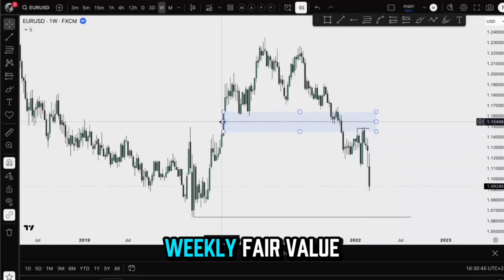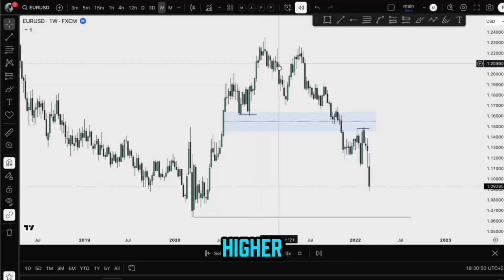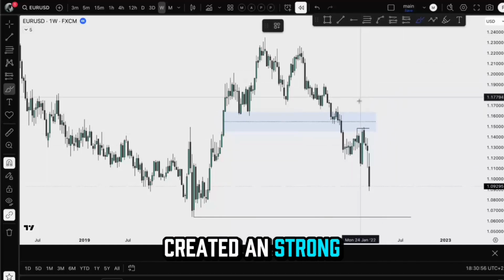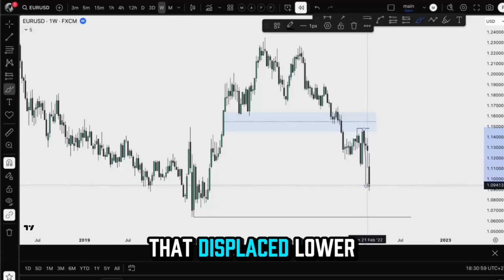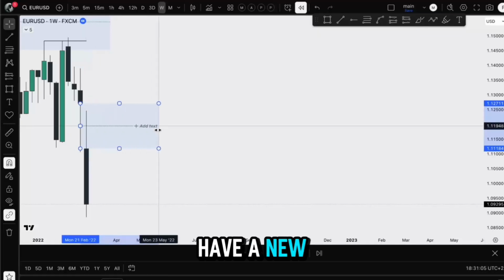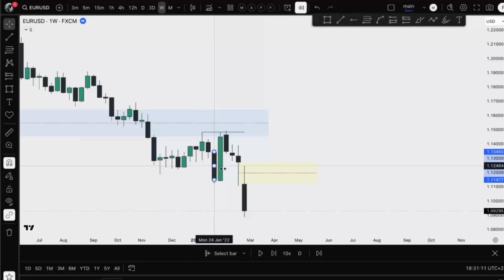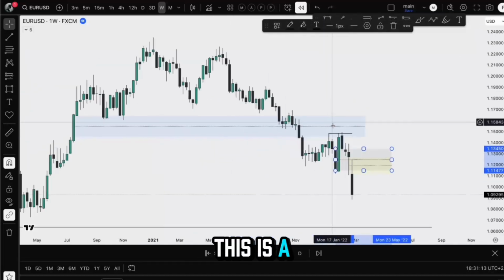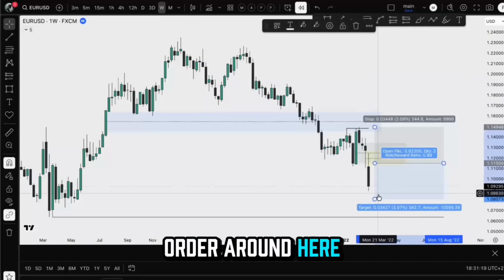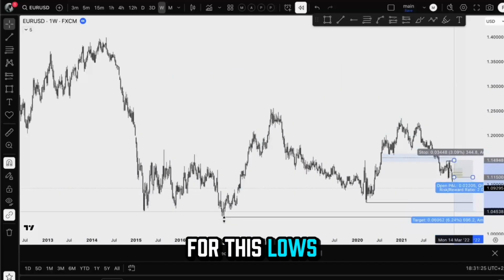This is the euro chart. We have this weekly fair value gap which was used before to impulse higher, and now we broke below and created a strong high that displaced lower. Okay, so here we have a new wick opening up and also a breaker block. This is a key level, and we could place our first order around here, aiming for these lows and for these lows.